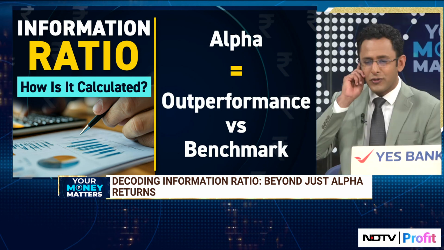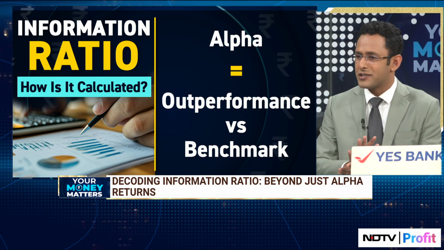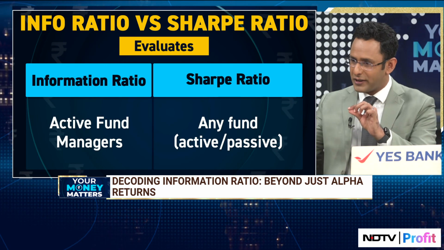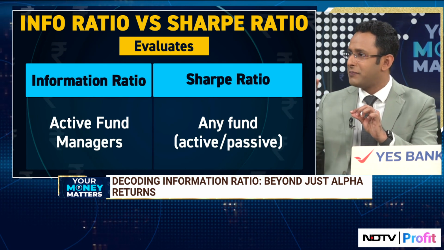Okay, so let's drive home this point. Ultimately, and correct me if I'm wrong, because I'm understanding this along with my viewers, the information ratio is supposed to tell you: are you beating the benchmark? Yes. And are you beating the benchmark consistently over a period of time? What is the deviation from the mean?